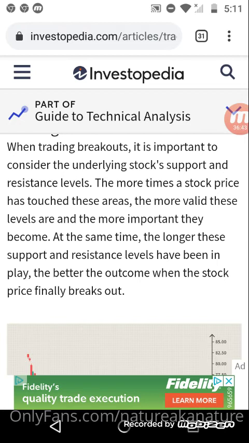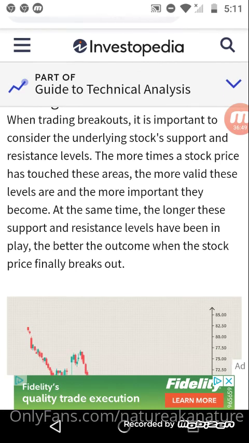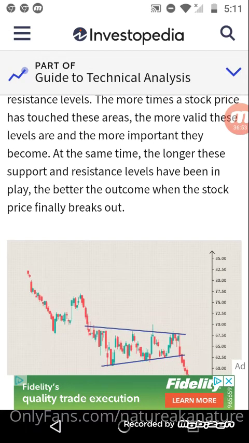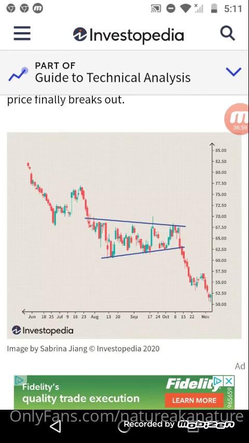For formations such as a channel, it makes a channel formation. Once it makes a triangle or flag formation, which is basically just identifying a support line and a resistance line, once it does that, we get in for the trade once it breaks out of that flag or triangle pattern.